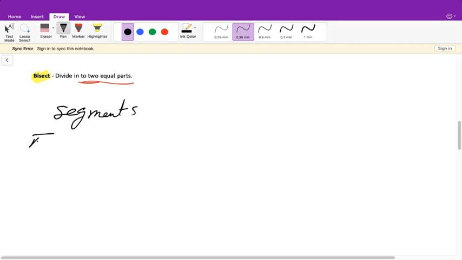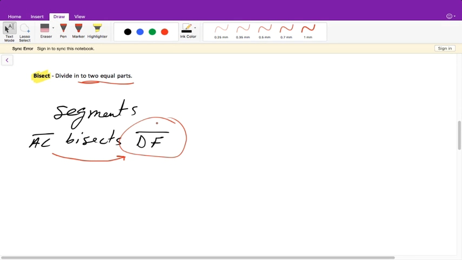So I can say that segment AC bisects segment DF. Now, when I say AC is bisecting DF, that means that DF is the one that's being cut in half. So in this case, we can draw DF, and when we know that AC is bisecting it, that means AC is cutting DF into two equal parts.